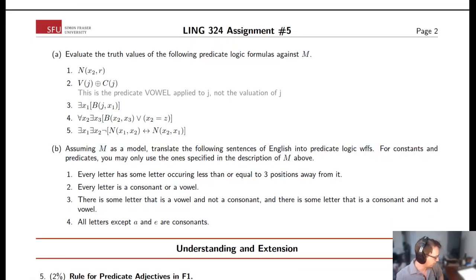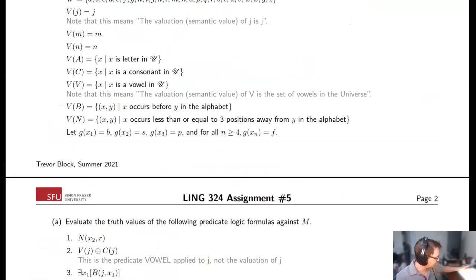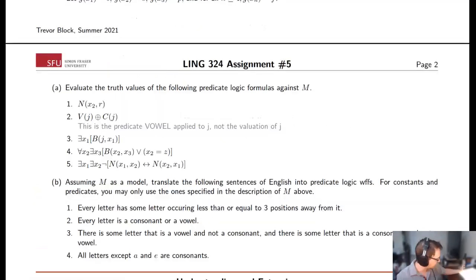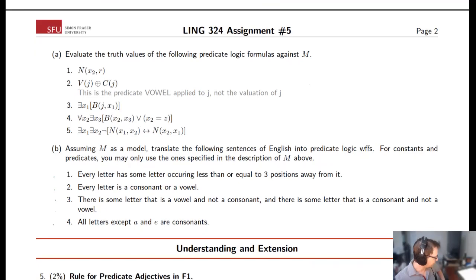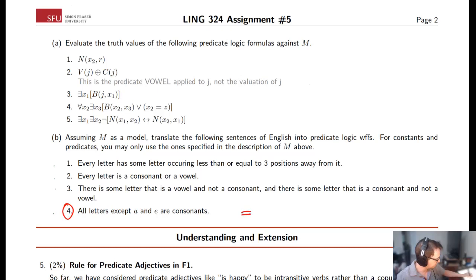And then for B, you're just translating these into predicate logic using these different predicates. So using like A and C and V and B and N. So all of these predicates are already defined for you, so you don't need to come up with anything new. You should be able to translate all of these sentences 1, 2, 3, and 4 with the things above. Now, one hint is that 4 here is a little bit difficult. That's why it's the very final question in learning and reinforcement, because you will have to use the not equals operator.